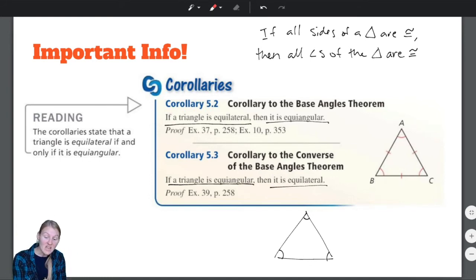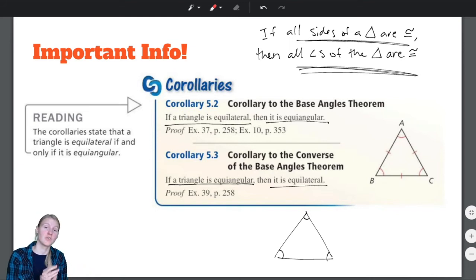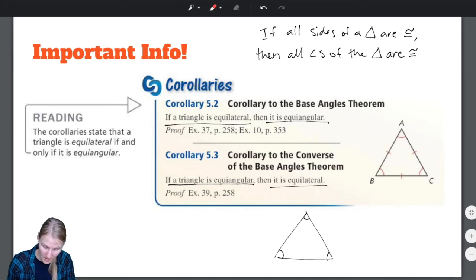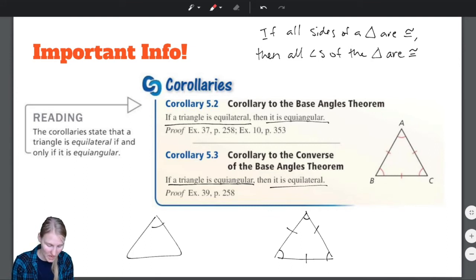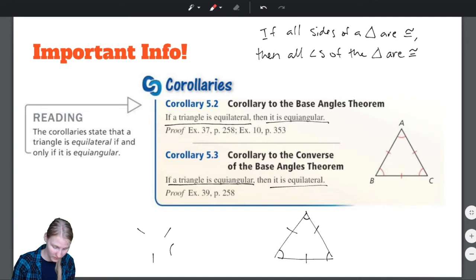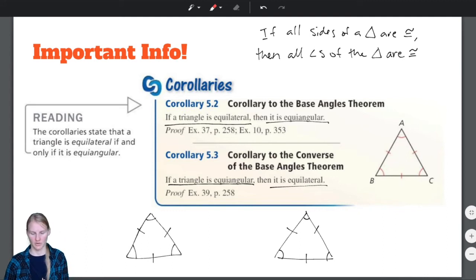So now, if the angles are congruent, then the sides are congruent. So if all of the angles of a triangle are congruent, then we know all of the sides are congruent. So basically, if you see a diagram where all the angles are the same, boom, you know all the sides are the same. And if you see a diagram where all the sides are the same, boom, you know all the angles are the same.